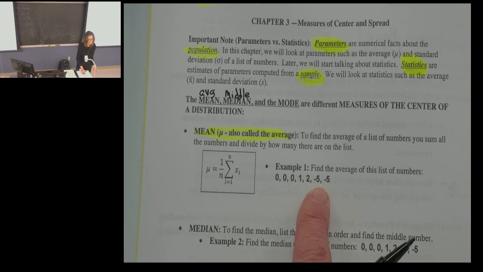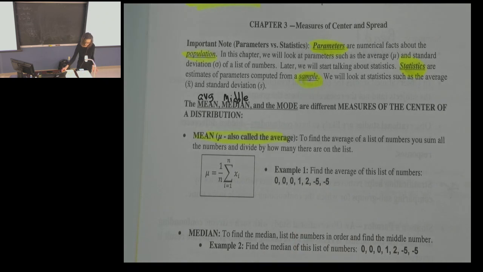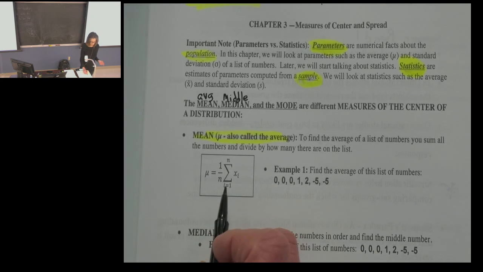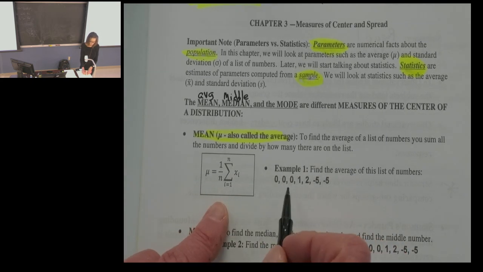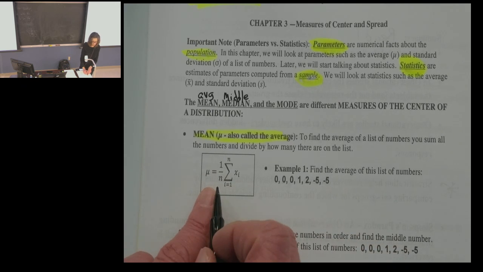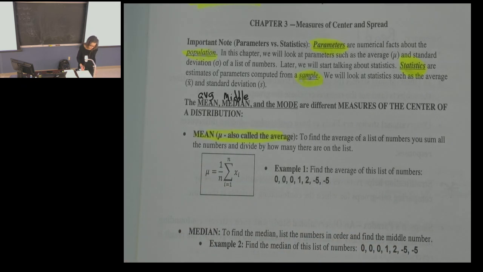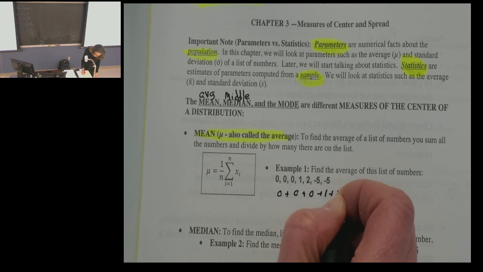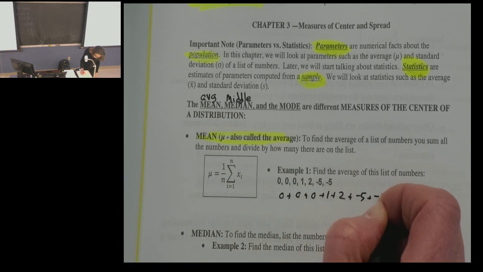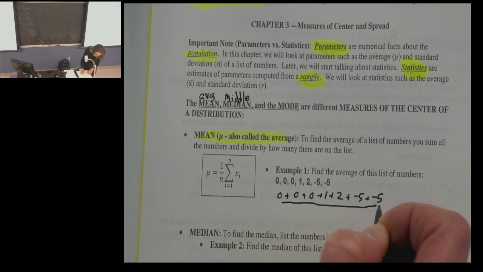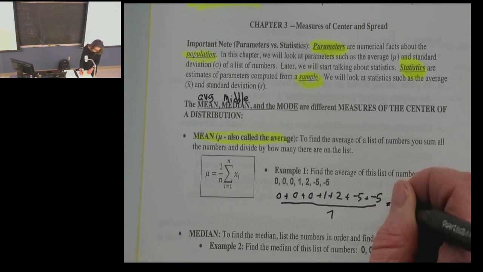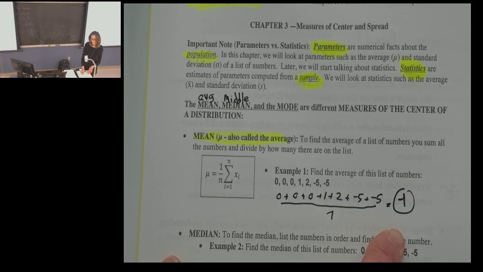So to find the average, you know how to do it. You just sum up all the numbers and divide by however many there are. And this is it in more formal notation. It just says the mean is equal to, this is a summation sign, so you sum them up from 1 to, we have 7 numbers here. All these 7 numbers, you sum them up and divide by however many there are, 7. So let's just do this now. So we just add them all up. 0 plus 0 plus 0 plus 1 plus 2 plus -5 plus -5. That's -7 is the sum over 7. So we get -1. And that's the average, or the mean.